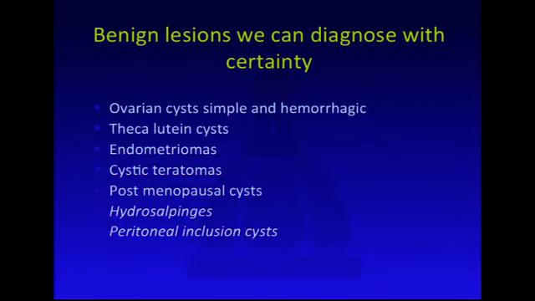So in summary, benign lesions we can diagnose with certainty include ovarian cysts, simple and hemorrhagic, theca lutein cysts, endometrioma, cystic teratoma, postmenopausal cysts, and oftentimes hydrosalpinges and peritoneal inclusion cysts.